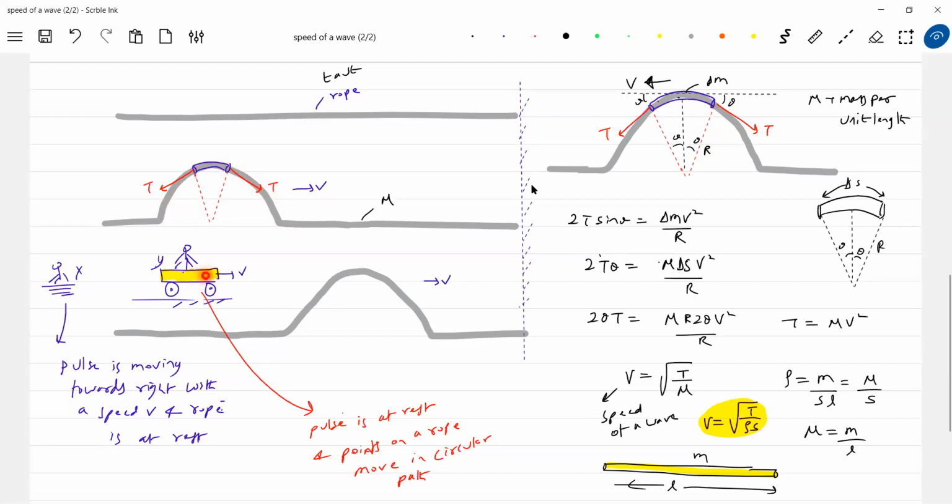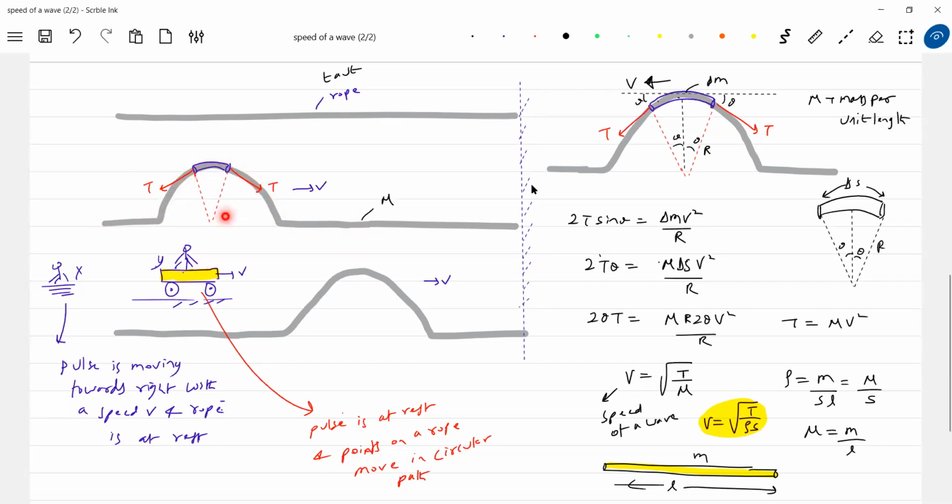So as the person is moving on a trolley, the points on the rope don't appear to just move horizontally; they appear to move in a curved path, since he is located here. So for him, any point on the rope will appear to move in a curved path. Suppose the same person is moving here, how will the points on the rope appear? They will just appear to move horizontally. Able to analyze? The person is looking only at this particular point. For the pulse at rest, any point that crosses the peak will appear to move in a curved path. This particular point will appear like this.